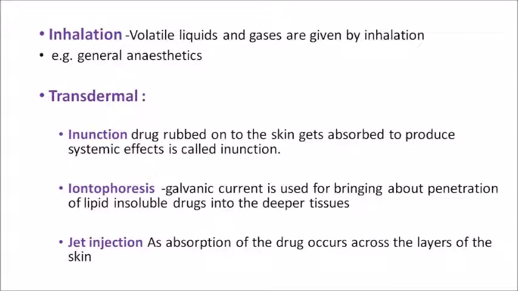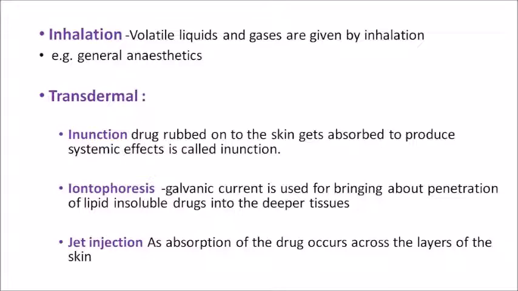Coming to transdermal. There are three transdermal techniques: inunction, iontophoresis, and jet injection. Inunction means the drug is rubbed onto the skin and it gets absorbed to produce systemic effects. So rubbing of any drug into your skin is called inunction, maybe a new term. Then you have iontophoresis. Here galvanic current is used for bringing about penetration of the drug into deeper tissues.